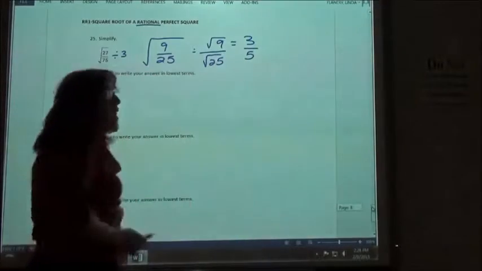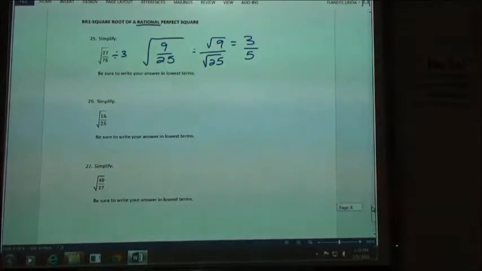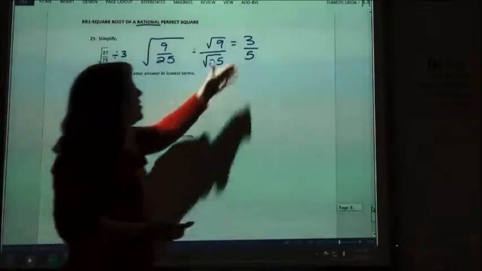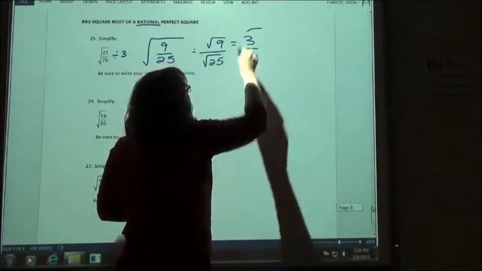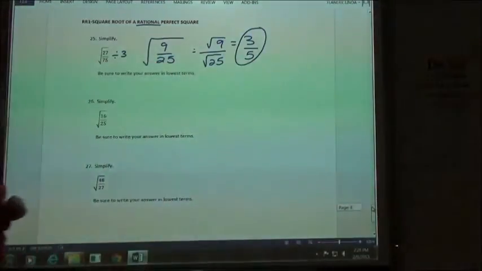The square roots are now gone because we took the square root of a perfect square. If I could simplify this fraction, I would. I can't, so 3/5 is just going to be my answer.